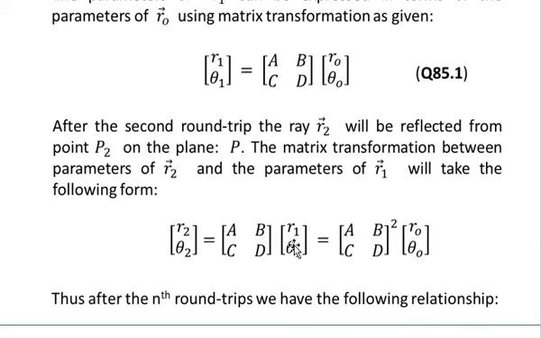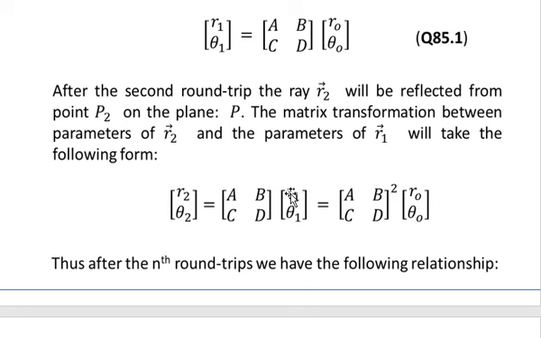You know that the R1 and theta1 column is given by equation number 1. So we can substitute the value of R1 and theta1 in the next step over here, and then we have the matrix which is the square of the ABCD matrix, multiplied by the initial value of the ray R0 and theta0. So this is after the second round trip.